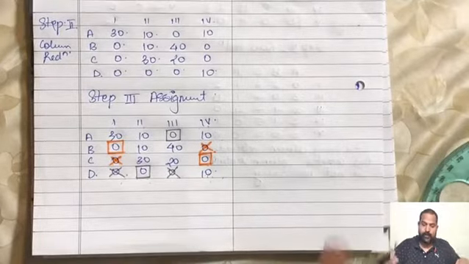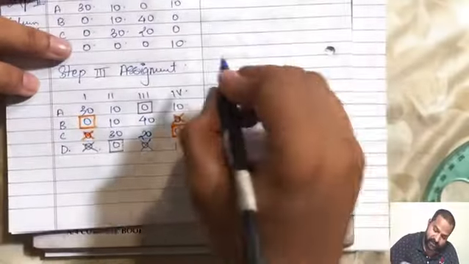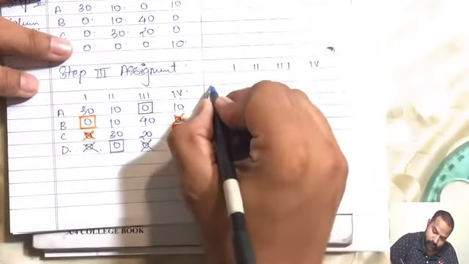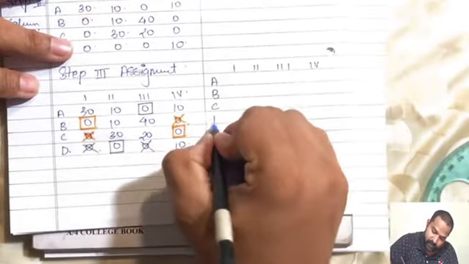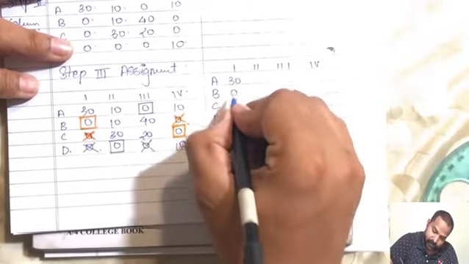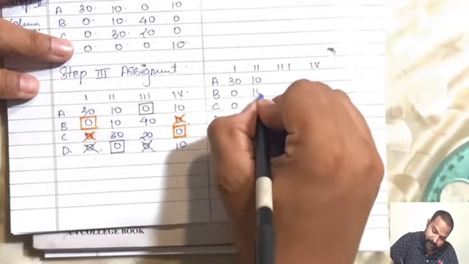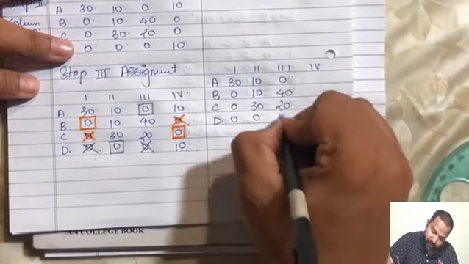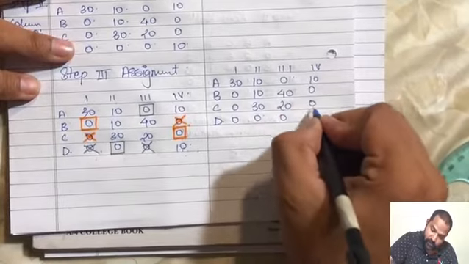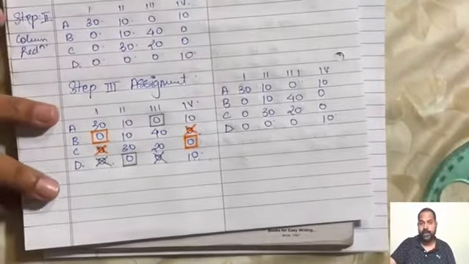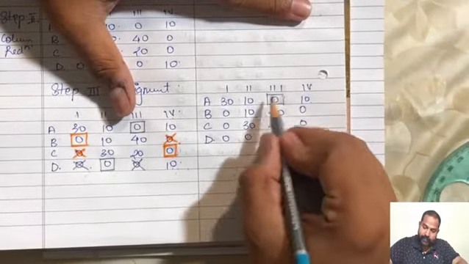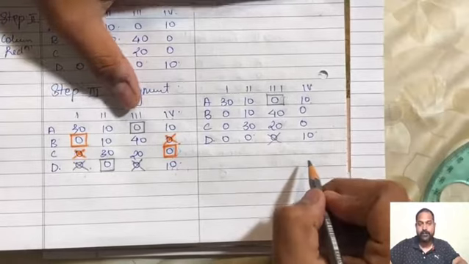So let me do one thing. Let me do the assignment again for you, but now with this little twist. 1, 2, 3, 4. A, B, C, D. 30, 0, 0, 0. 10, 10, 30, 0. 0, 40, 20, 0. 10, 0, 0, 10. Let's start. Row wise, 1, 0, mark it. In that column, cancel.